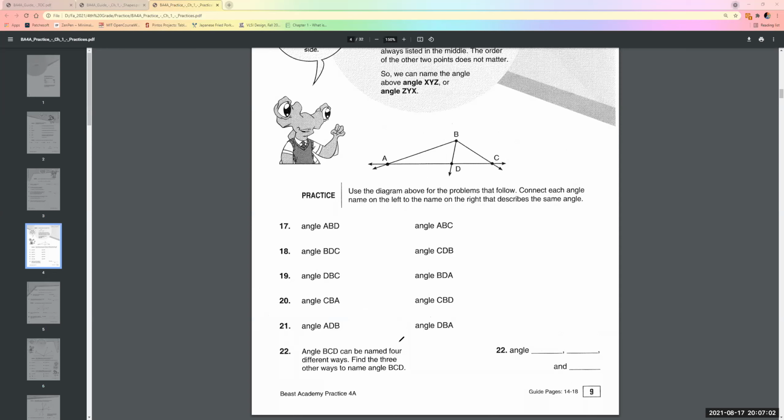And then the last question, Eric. Angle BCD can be named 4 different ways. Find the 3 other ways to name angle BCD. So B, C, and then D is this one. And then maybe DCB. Did you say DCB? Yep. All right, that's one. I can't get the other one.